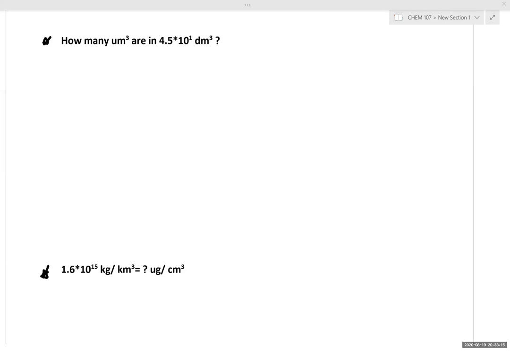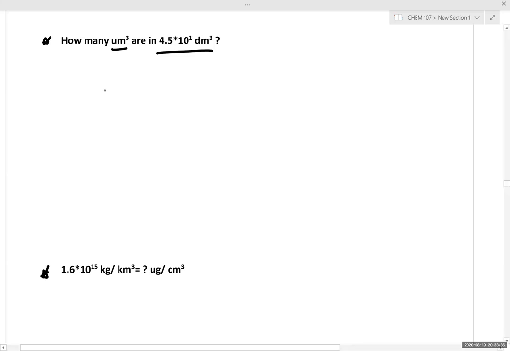Okay, so let's look at this first example. In this first example, we're asked to calculate how many micrometers cubed are in 4.5 times 10 to the first decimeter cubed. Just for reference, this recording should be posted by tomorrow afternoon at the latest.